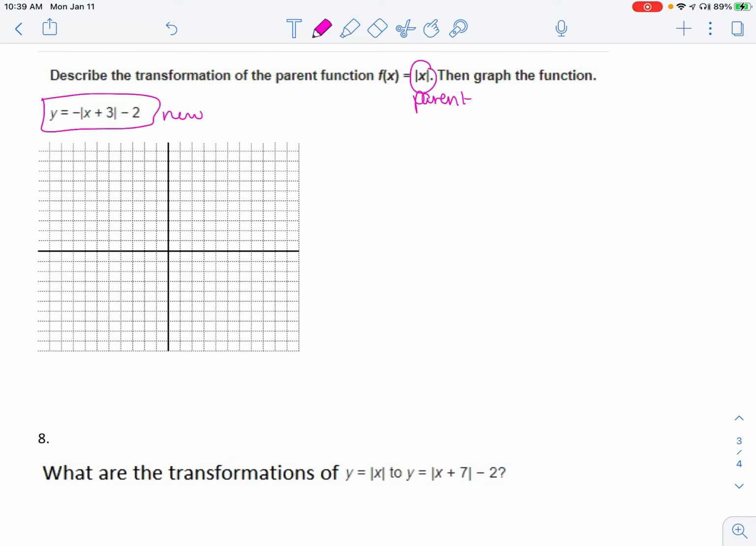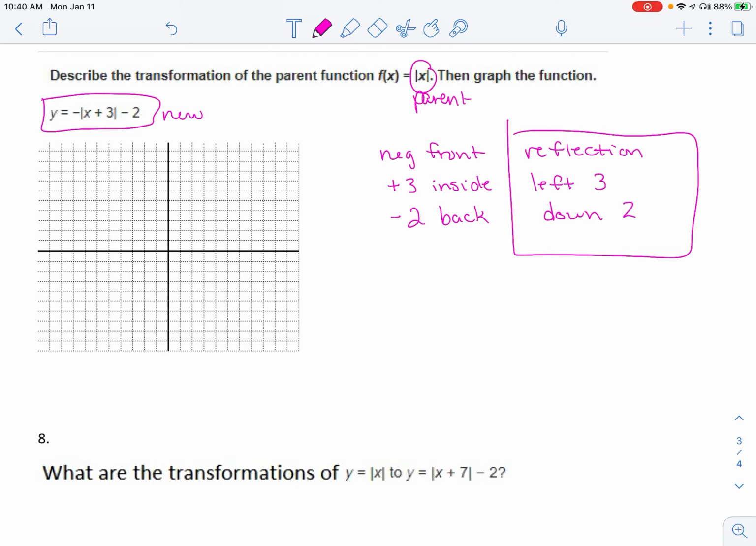So the negative in the front is a reflection. Specifically, it's a reflection around the x-axis, if you want to write that in there. The plus 3 inside is to the left 3. The minus 2 in the back is a movement of down 2. Okay, so those are the transformations. They asked for the transformations. There they are. Now for the graph.